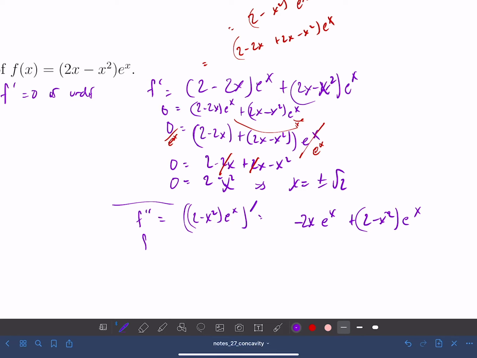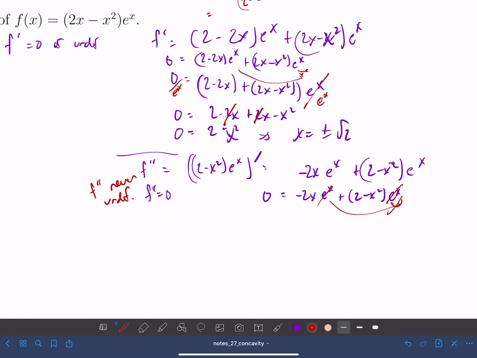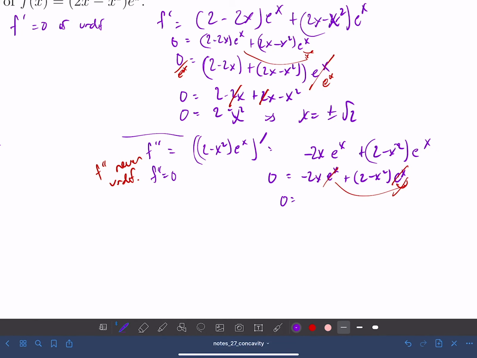Let's find where it's 0, noting that f double prime is never undefined. Why is it never undefined? Well, because it's always a finite number, because each of the pieces always generates a finite number. So we want to know where 0 equals minus 2x e to the x plus (2 minus x squared) e to the x. Let's factor out an e to the x again and then divide by it. So let's cancel those: 0 equals minus 2x plus 2 minus x squared.